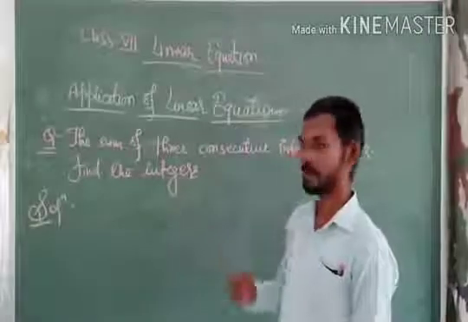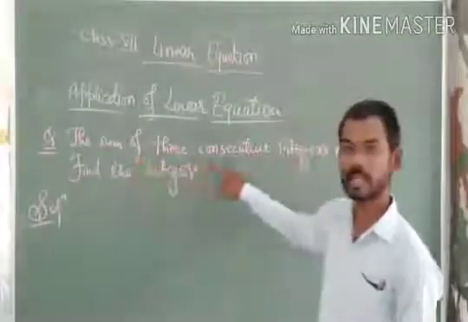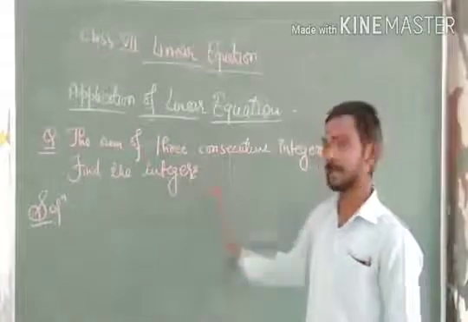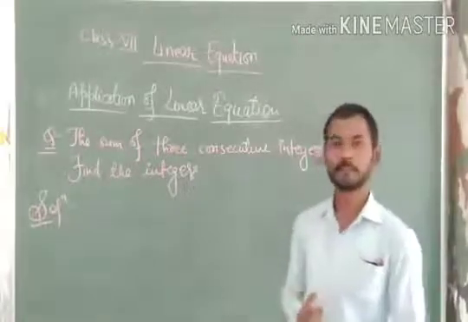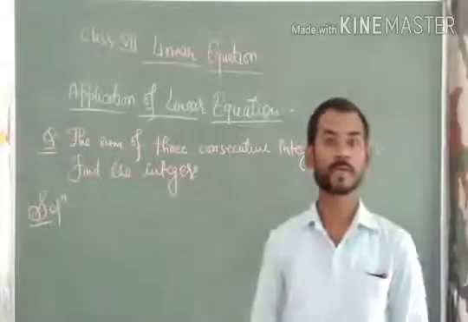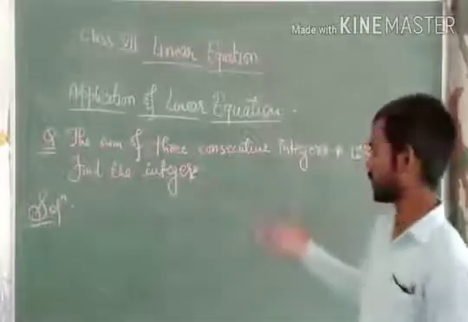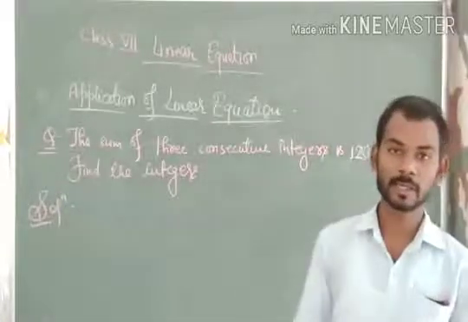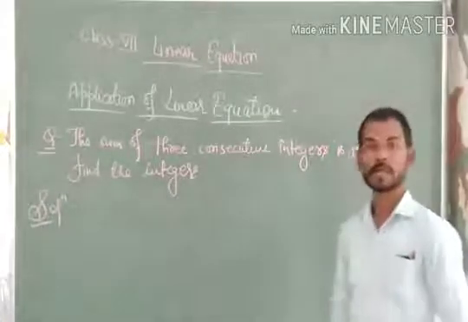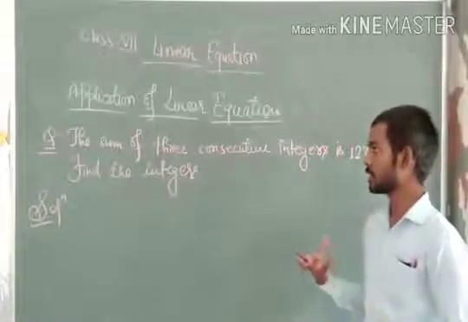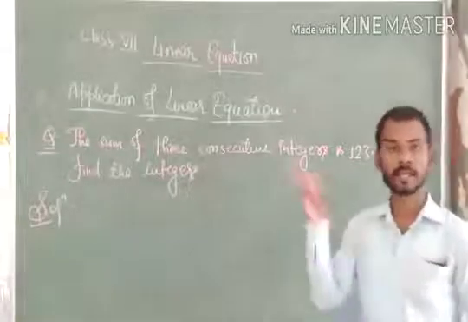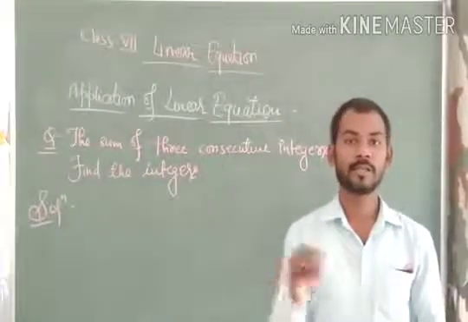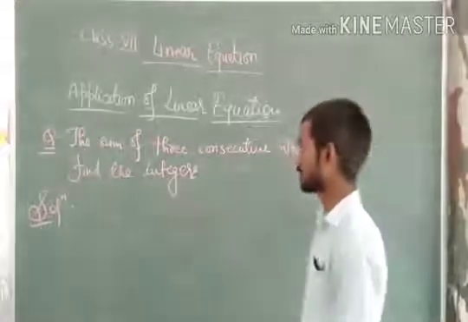Okay, the question is given here. The sum of three consecutive integers is 123. Find the integers. The question is very simple. The sum of three consecutive integers is 123, then find the integers. It means here we have to find three integers for which the sum is 123. The unknown quantity in the question is those three integers. That means we have to consider the integers as a variable. So let us start the solution.